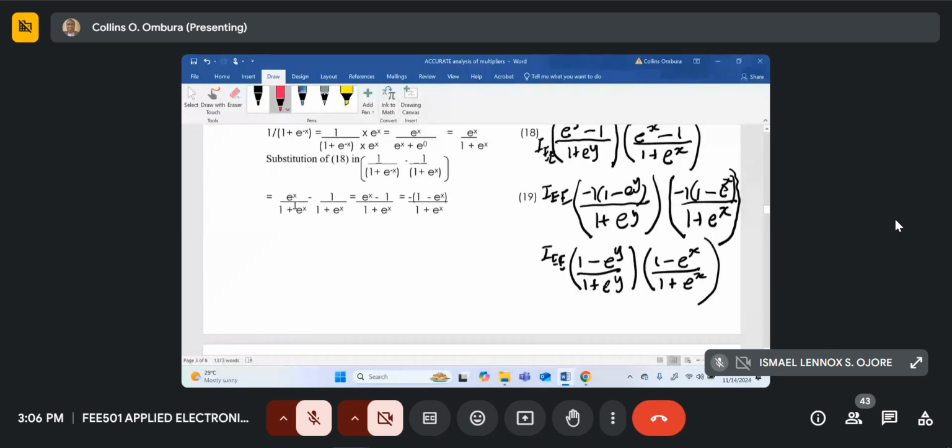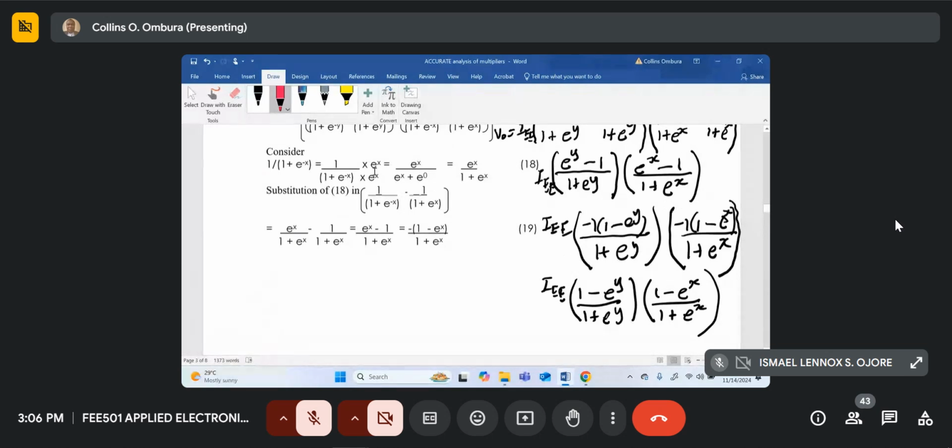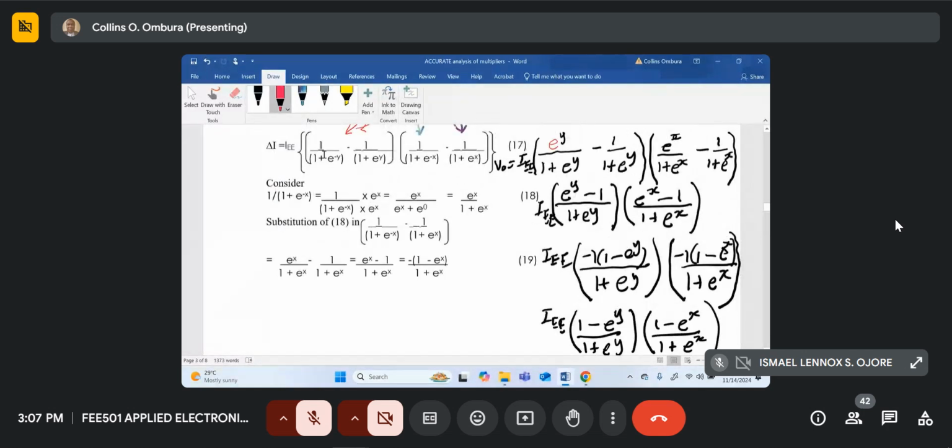All you have to do is multiply the numerator. So if it was e to the y, I multiply numerator by e to the y, and the denominator by e to the y, then you get e to the y divided by 1 plus e to the y. So for this term over here of 17, I've just concluded the result by considering it similar to the right-hand side of 18, only that instead of x, I use y.